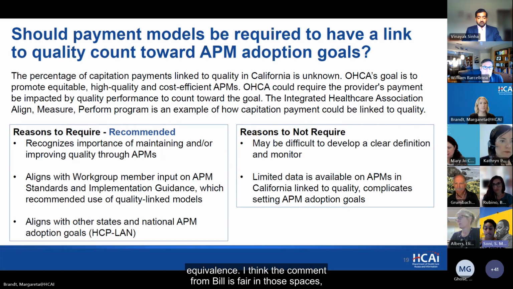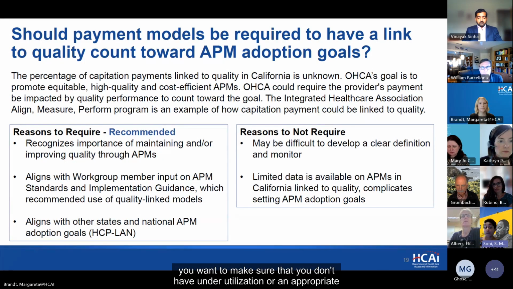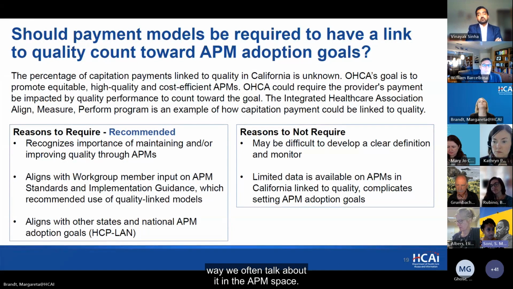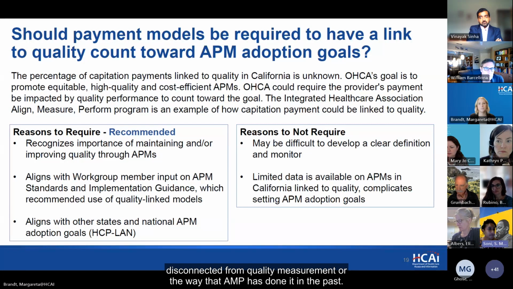That's clinical equivalence. I think the comment from Bill, though, is fair in those spaces, even in the specialty spaces. You want to make sure that you don't have underutilization or inappropriate utilization because of that. But that's not exactly quality, or certainly isn't quality measurement the way we often talk about it in the APM space. So a little bit of defining what we mean by some of this would be helpful in distinguishing quality from utilization. And I think there is a space where you might just fund things differently, disconnected from quality measurement or the way that APM has done it in the past.